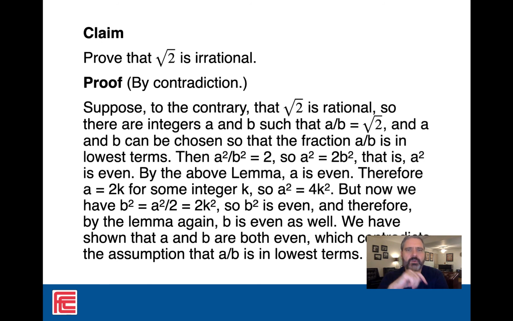The square root of 2 is irrational, right? So to prove this, what we'd want to do is show the opposite, and then get to something that is always false, right? We're not actually trying to prove it through a direct proof. So what we're going to do is suppose to the contrary that the square root of 2 is rational.